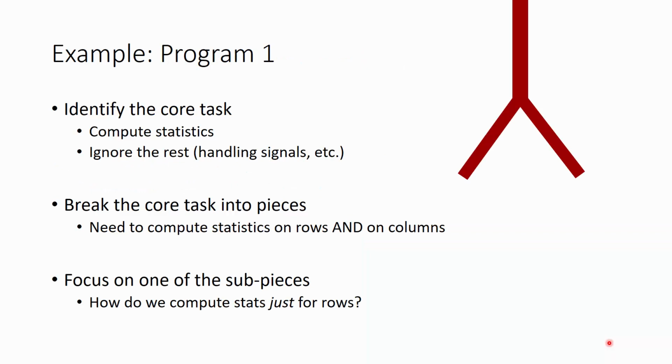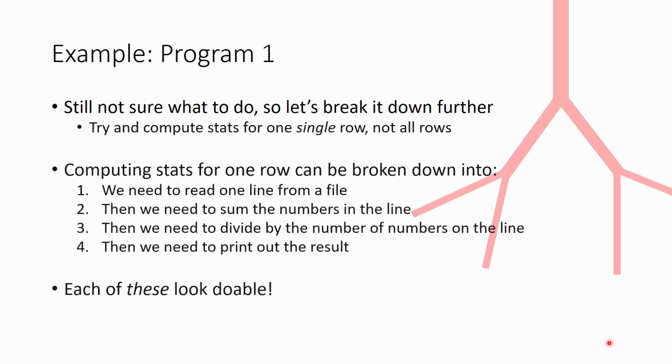So for Program 1, our core task, let's identify what that is. It's to compute statistics. Now let's ignore the rest for a moment, handling signals and the other things. The core task, let's break that down. The statistics that we're supposed to compute are statistics on rows and on columns. And let's just do one of those. How do we compute the stats for just rows of data? We're still not sure how to do that, so let's break it down even further. How do we compute the statistics for just one row? Forget about all the other rows. How do we do it for just one row?